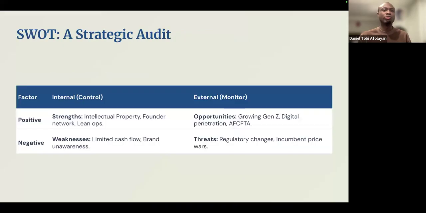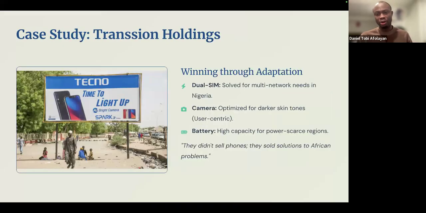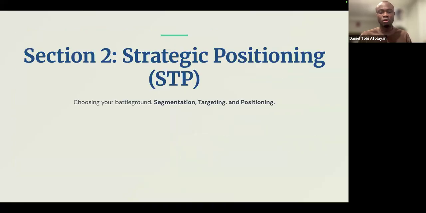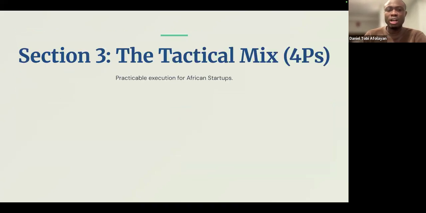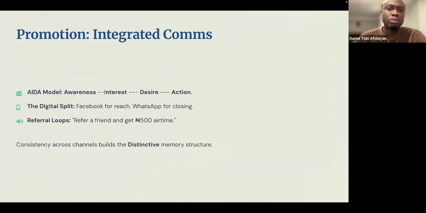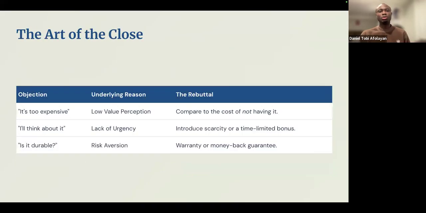We looked at the case study of Transsion and how they were able to optimize for the African market. Like I said, they understood the problems and optimized with the solution. We've spoken about how this is critical for marketing when you're looking at product. We looked at the VRIO framework and how you have to ensure that this is critical for everything you do. Again, we'll just go to where we stopped.